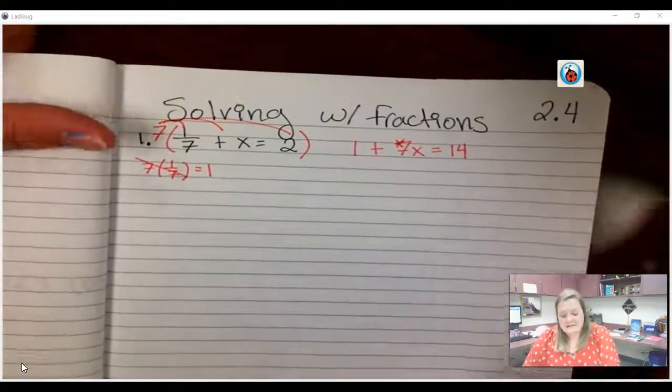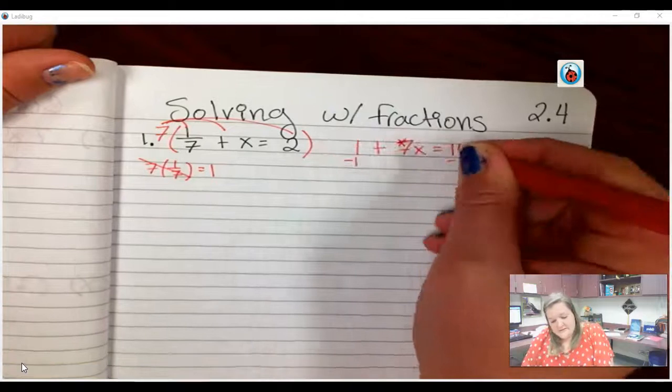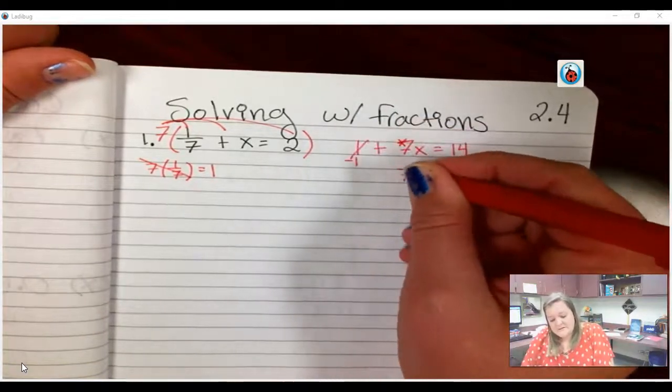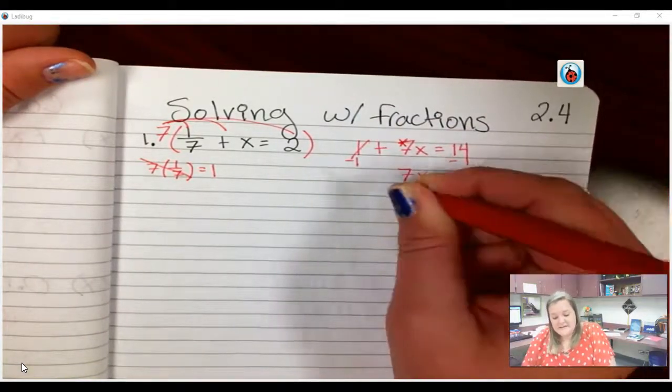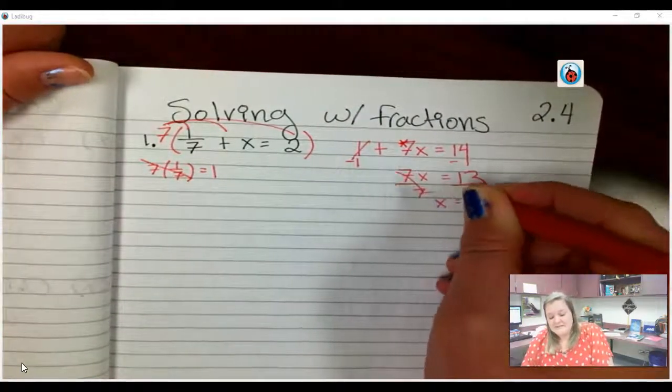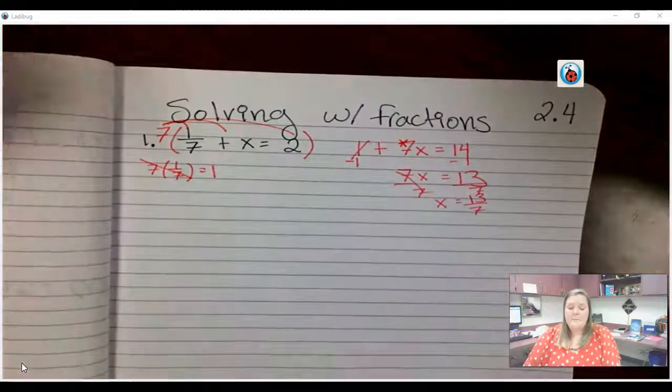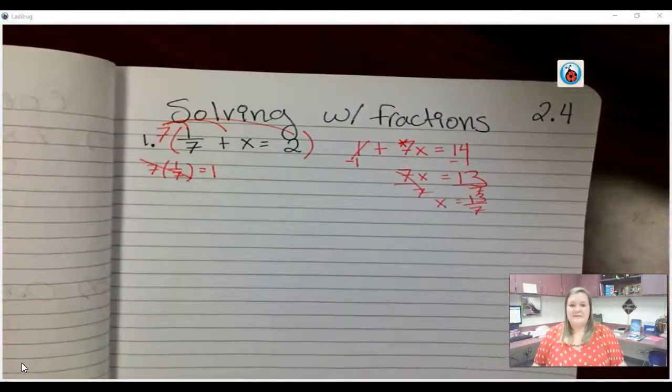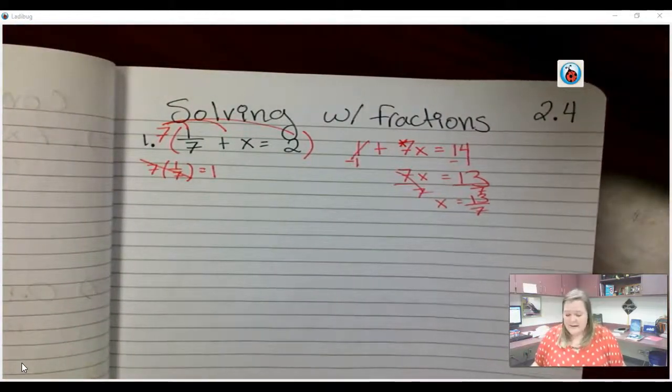I can guarantee that this way works. If you solve through, you get minus 1, minus 1. So 7x equals 13, divide by 7, and your answer is a fraction, x equals 13 over 7. But if you put it into a calculator to check, it will come back correct.